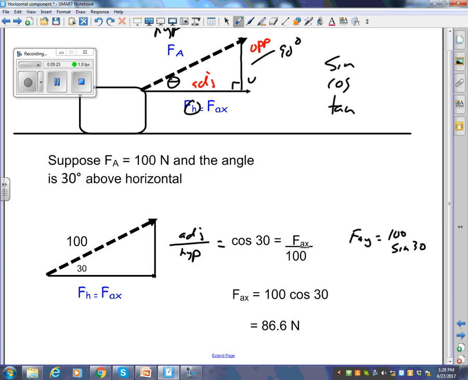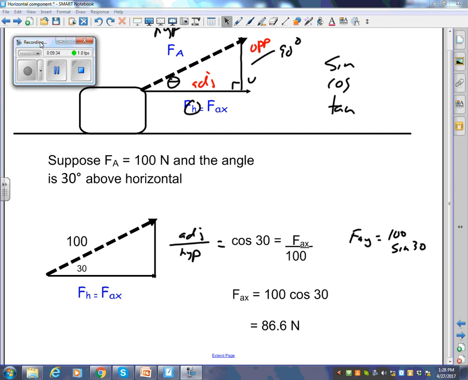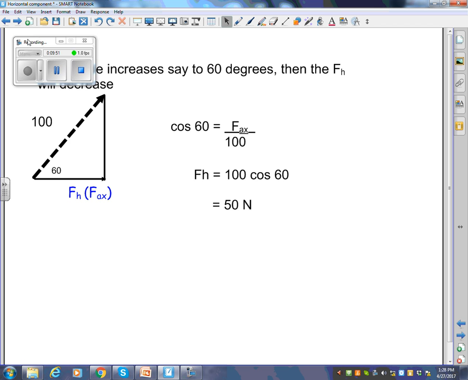I'll just hand these out. You're always going to be given one angle and one side. Or I could give you two sides, and then you've got to figure the angle. You'll always know that's 90 degrees, so technically two angles.